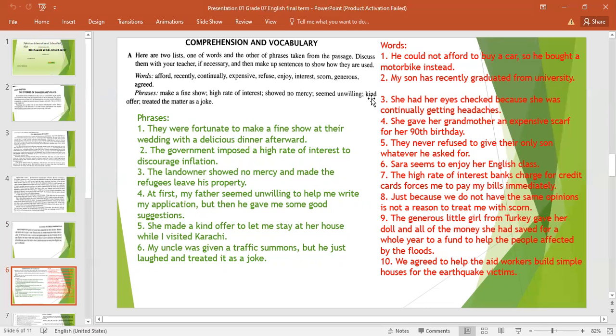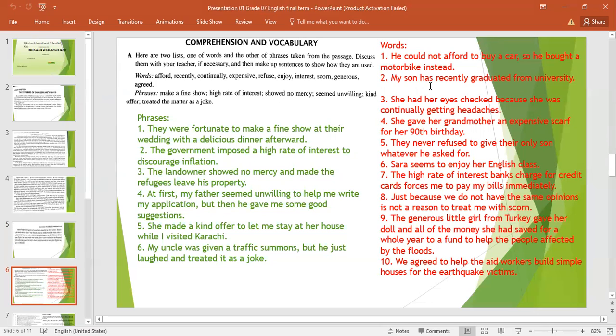So first of all, dear students, come here to the words. We are going to use each word in a sentence to help you understand better. Afford: he could not afford to buy a car, so he bought a motorbike instead. Next, dear students, recently: my son has recently graduated from university.